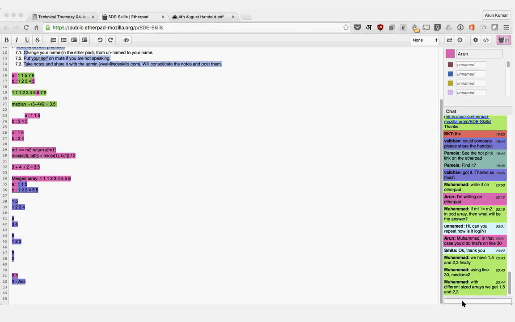Okay, Mohammed says something here. With different sized arrays, we get 1, 5 and 2, 3. Okay. Can you write that on either pad, Mohammed? What are you trying to say? Can you write on line 54? No, Mohammed. Actually, we get 1, 5 and 1, 2, 3. And then finally we get 1, 5 and 2. Okay. Yeah, I guess.